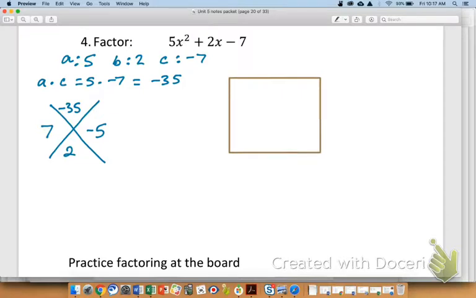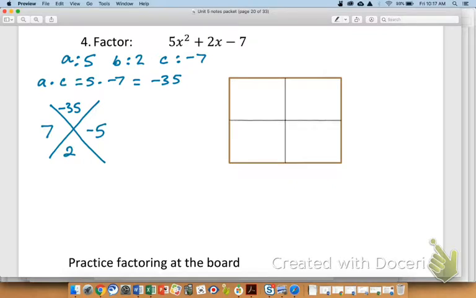Okay, so finally I turn to my box. And in the box I put my first term in the upper left. I put my C term in the lower right. Remember, the sign in front of the term stays with the term. And then, of course, I take my two special numbers from my x and I put them on the diagonals. So that would be 7x and negative 5x.